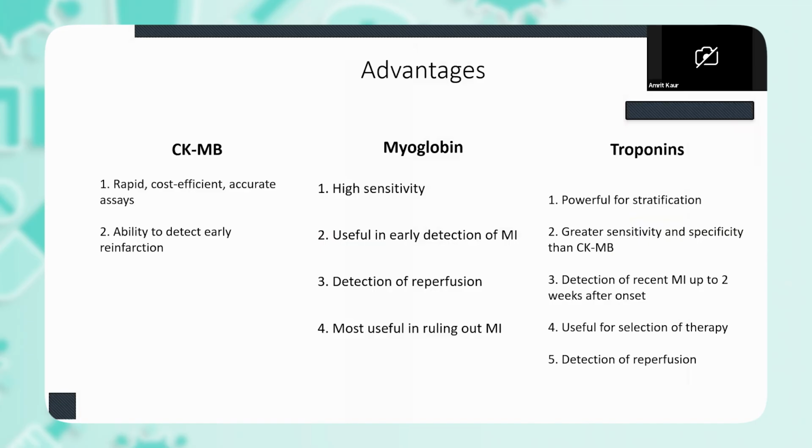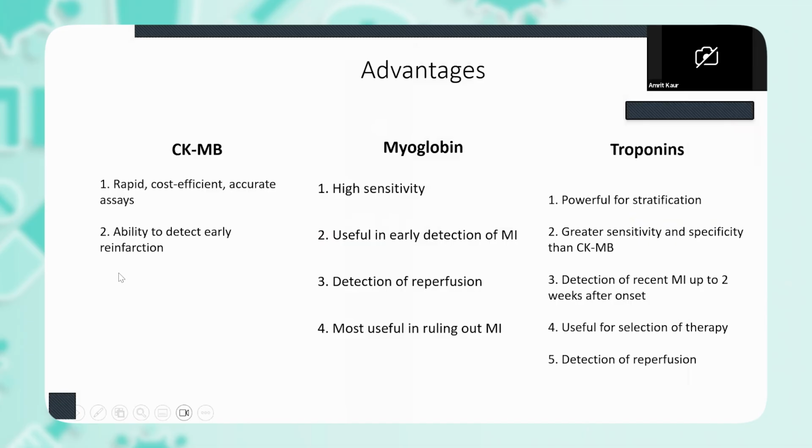If we look at the advantages, we know the troponins help you in risk stratification. They have very good sensitivity and specificity. And because they are elevated for 14 days, they tell you that there had been an MI in the past 2 weeks. And when you reperfuse, they start to come down. So you can even see the success of your reperfusion from your troponins.